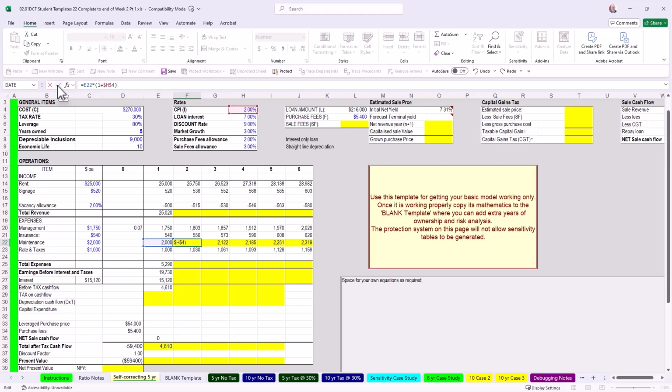I could write out this equation right from the start, but I like to tell people that I'm a very lazy person. I'm simply going to adjust this equation so that instead of bringing in the market growth rate, it's going to work on the CPI. And so that corrects the first one, and then I'll fill that across, and it's all done.